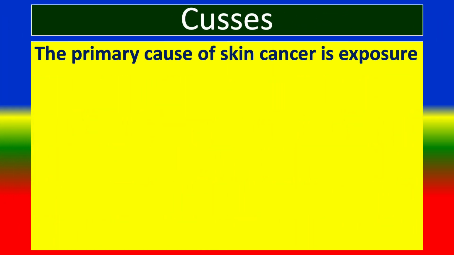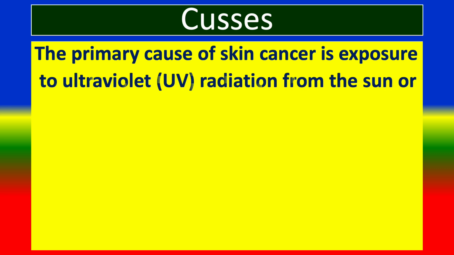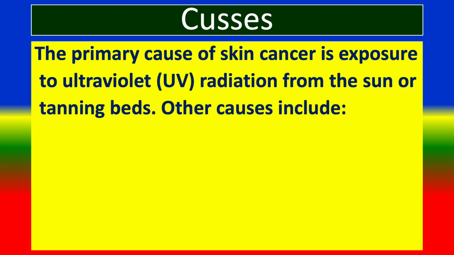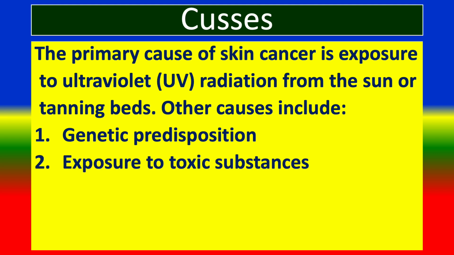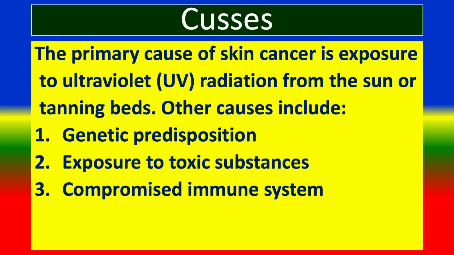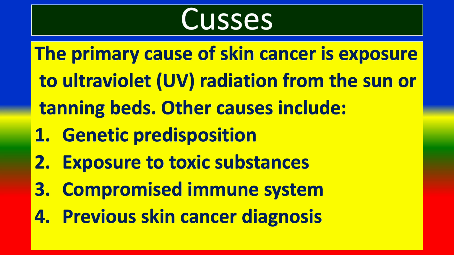Causes. The primary cause of skin cancer is exposure to ultraviolet UV radiation from the sun or tanning beds. Other causes include 1. Genetic predisposition. 2. Exposure to toxic substances. 3. Compromised immune system. 4. Previous skin cancer diagnosis.